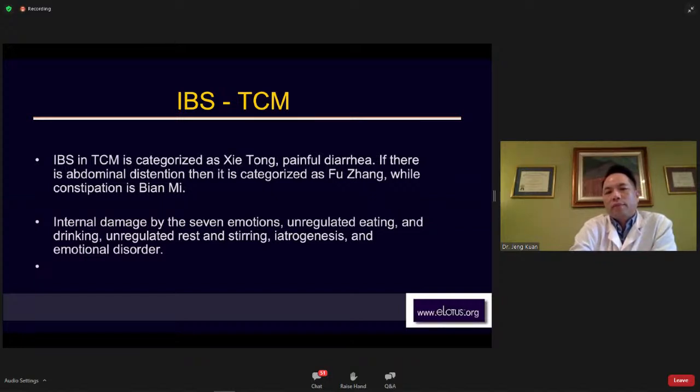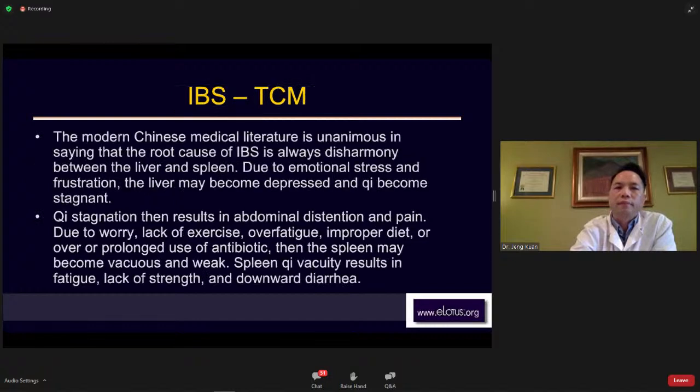Emotional disorder is another big cause for that. A lot of time people with depression or anxiety or bipolar disorder, all that kind of emotional disorder, they usually have some sort of digestive issue, and IBS could be a condition that they would have.